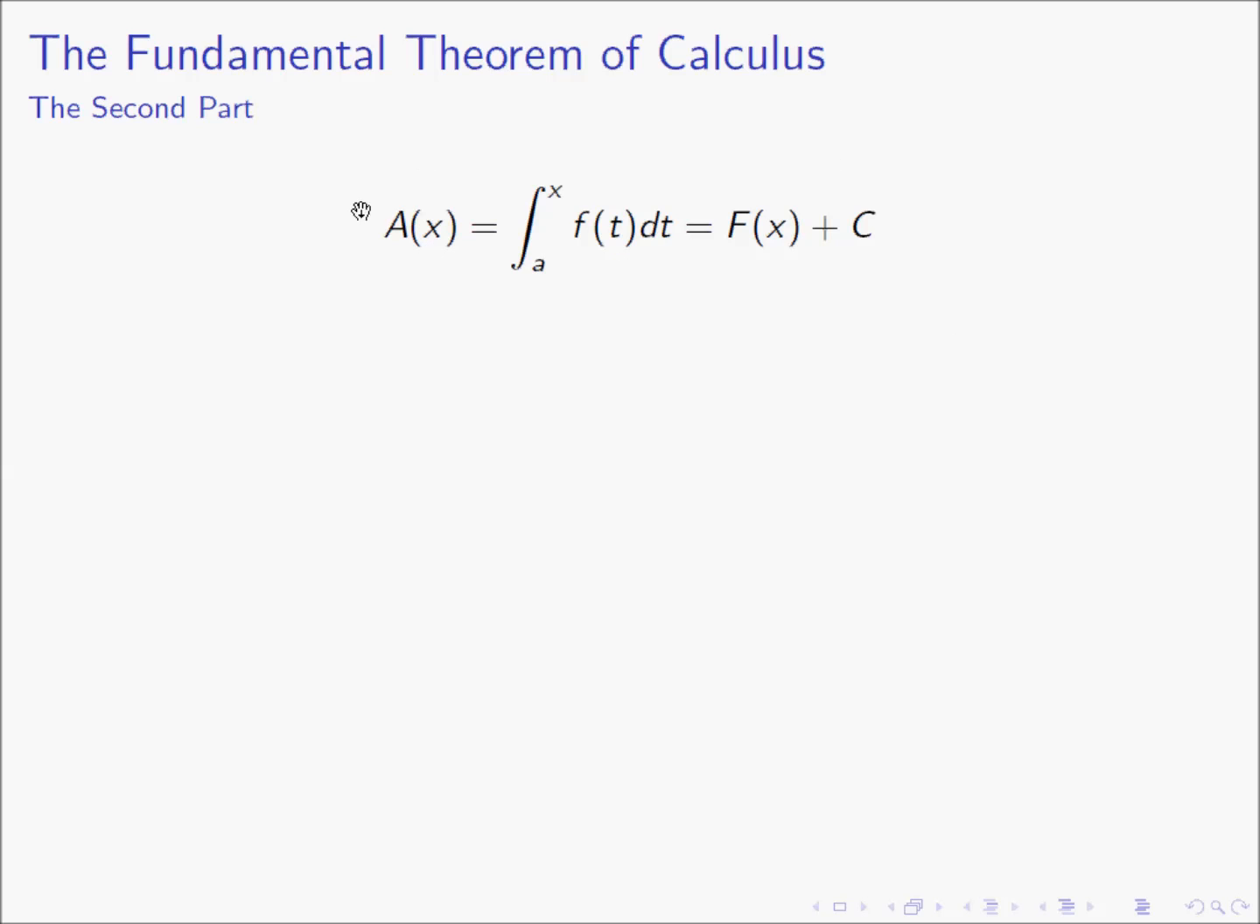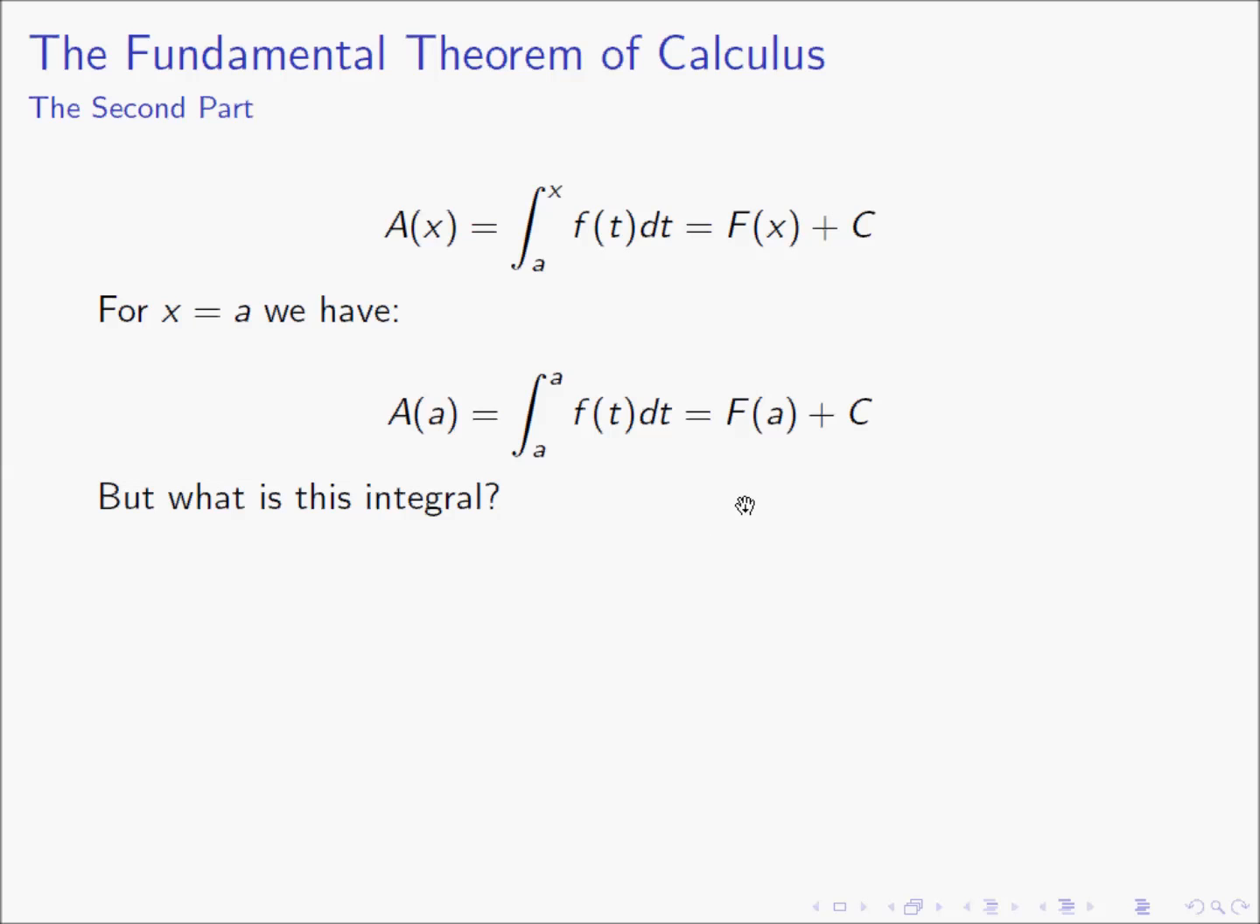But here we're not happy yet. Let's make x equal a in this equation, because this equation is valid for any x. So in particular it is valid for x equals a. So if we do that, we have that A of a, which equals the integral from a to a of f of t dt, would equal F of a plus c. And what is this integral from a to a of f of t?